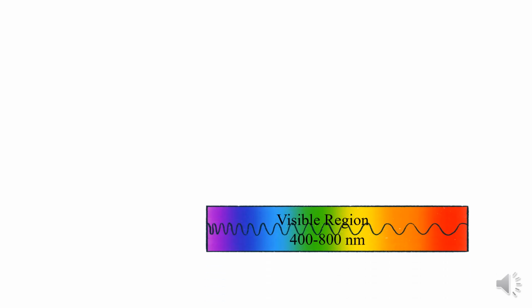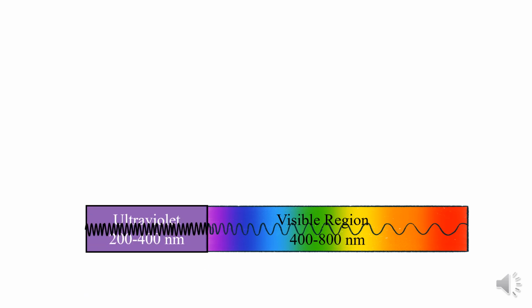Now visible region, wavelength ranges from 400 to 800 nanometers, with longer wavelength and low in energy. Ultraviolet region, wavelength ranges from 200 to 400 nanometers. It has a shorter wavelength and is of high energy.